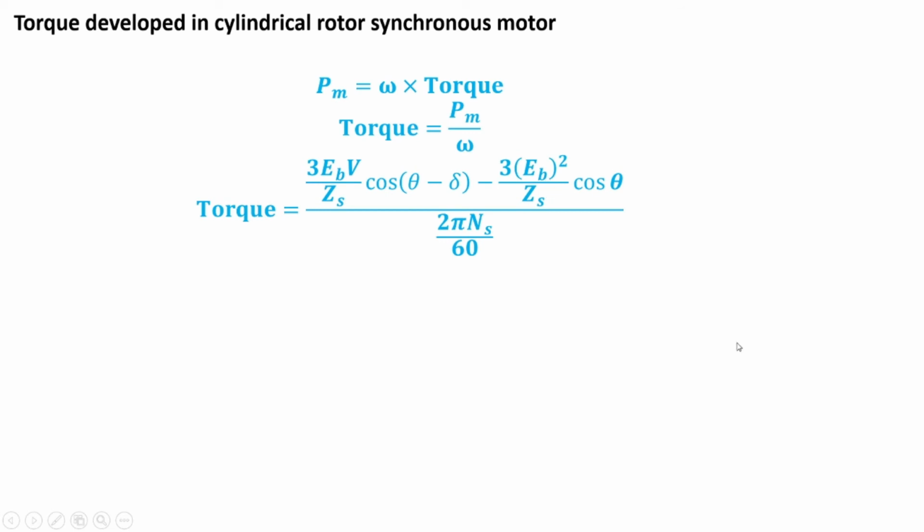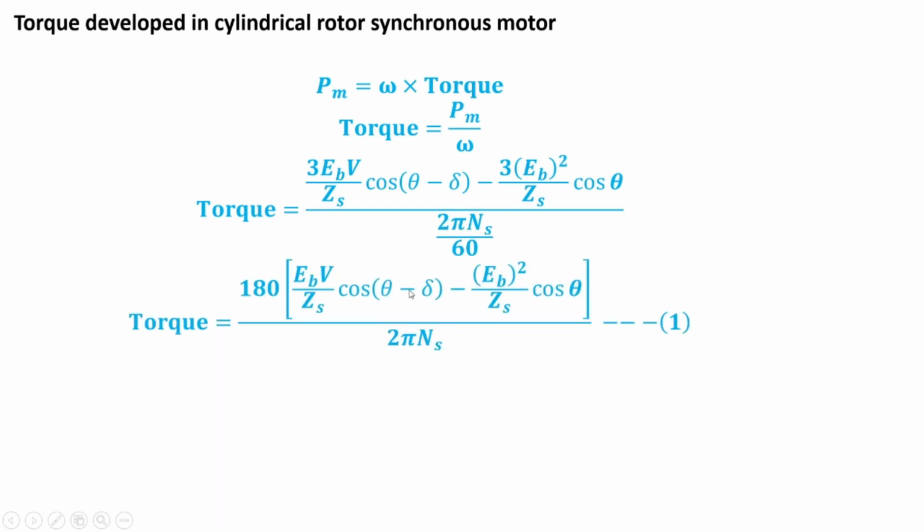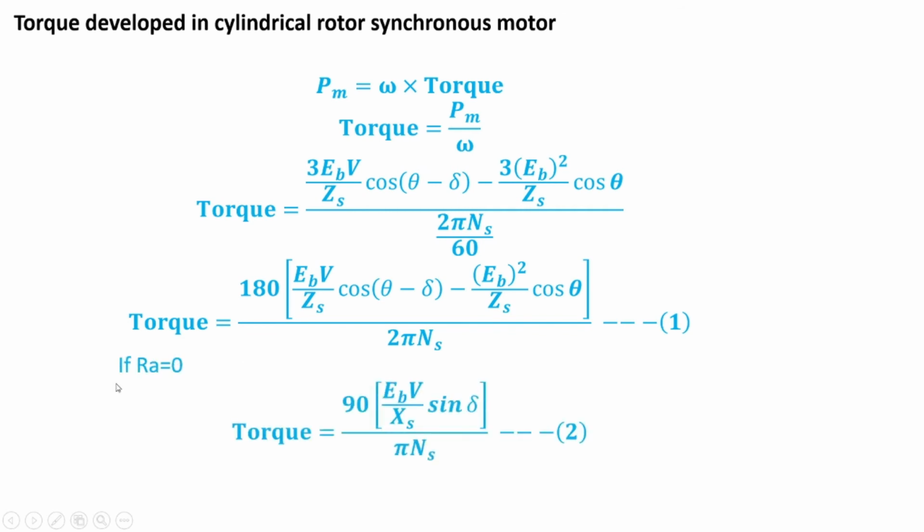The speed of our machine is available in revolution per minute, RPM. So we need to convert our speed into radian per second. So that is 2 pi ns by 60. Simplifying, we can obtain the torque equation as 180 into EB V by ZS cos theta minus delta minus EB square by ZS cos theta by 2 pi ns. Let it be equation number 1. So considering the simplified case, if Ra is equal to 0, Zs becomes Xs and theta becomes 90 degree. So this is the simplified equation under this situation.